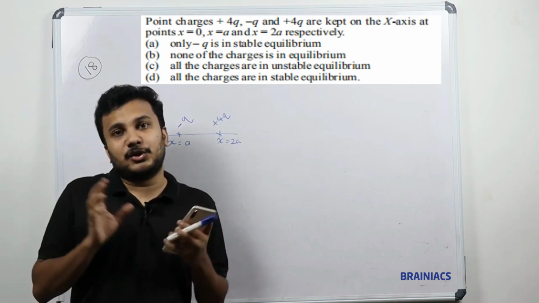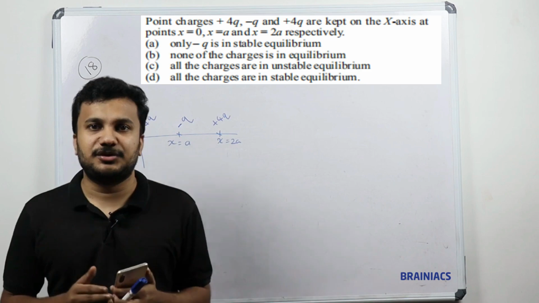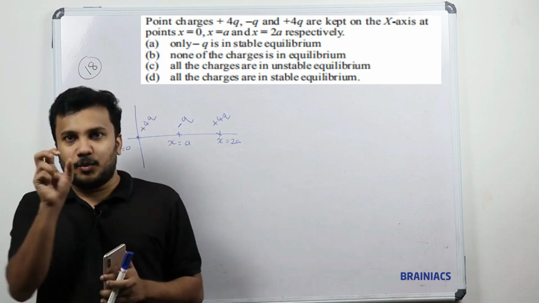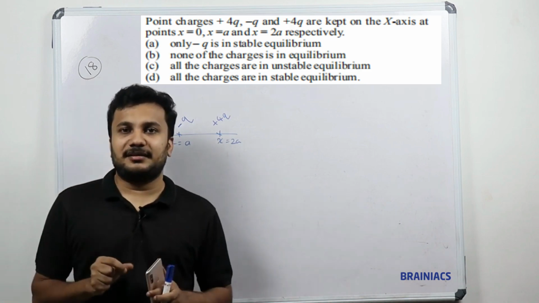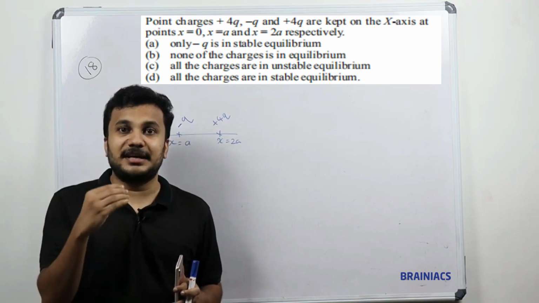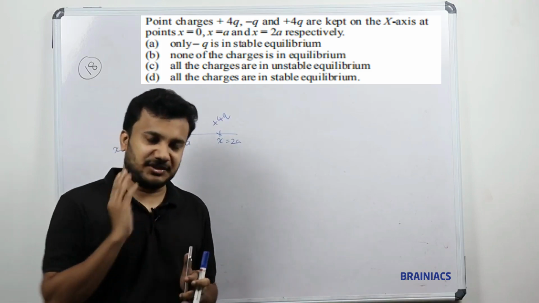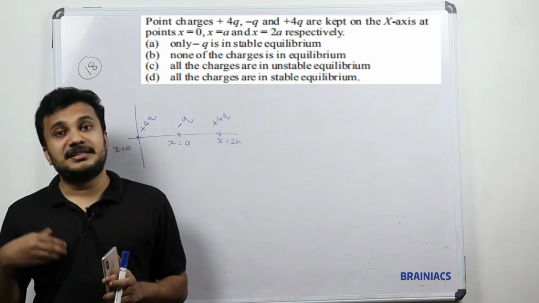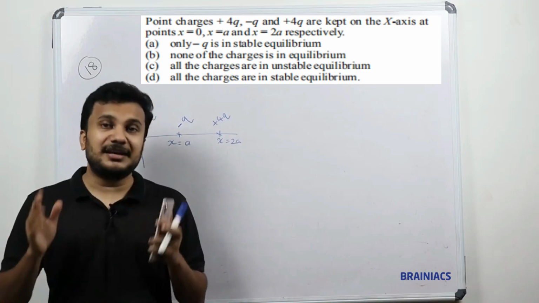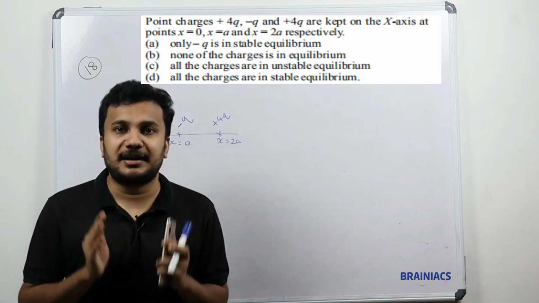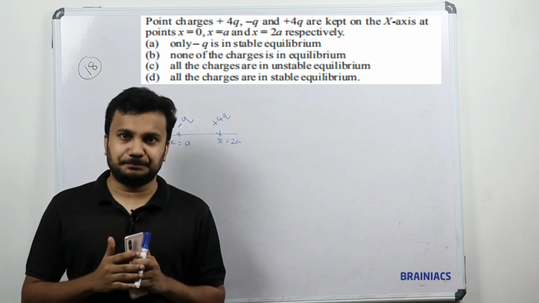So there are always two terms here. When this kind of question comes, there are two decisions. One, from the question we can find out whether it is stable or unstable. Another decision is whether it is in equilibrium or not. Equilibrium means the total force acting on a body is equal to 0.